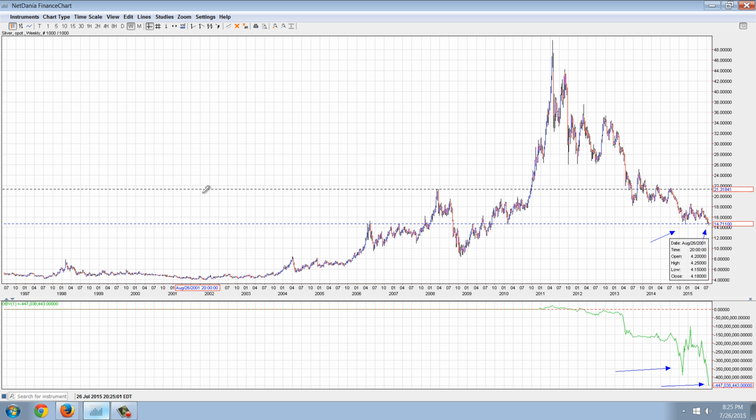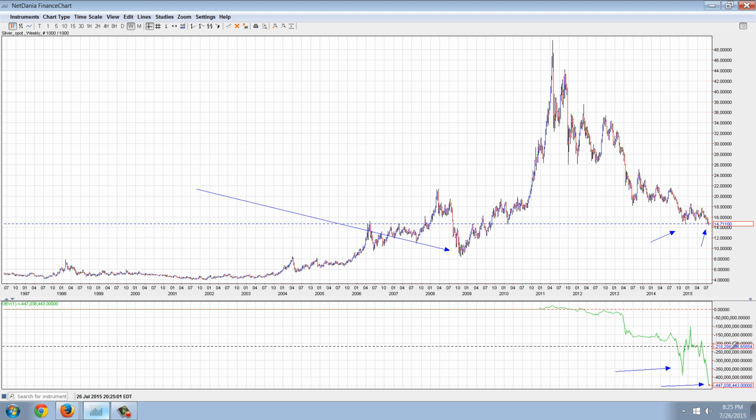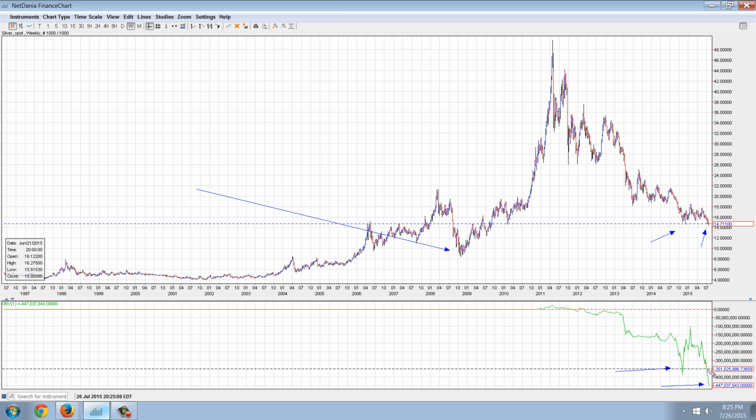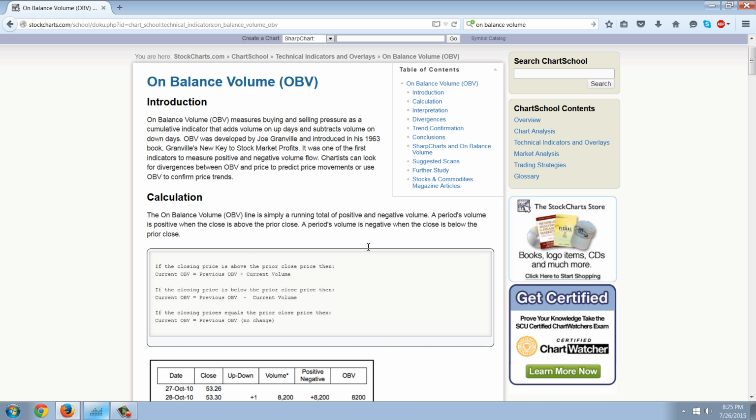Unfortunately, we don't have on balance volume data from back then, so I don't know what the reading was, but this is very startling. Now, on balance volume is an indicator. This actually comes from Joe Granville, and I'll read you the definition. On balance volume measures buying and selling pressure as a cumulative indicator that adds volume on up days and subtracts volume on down days. So that's basically what it does.